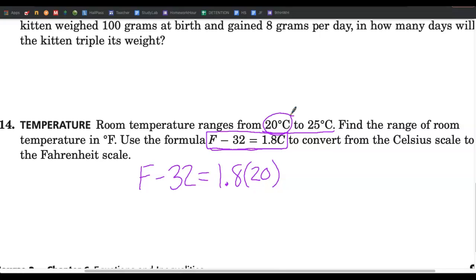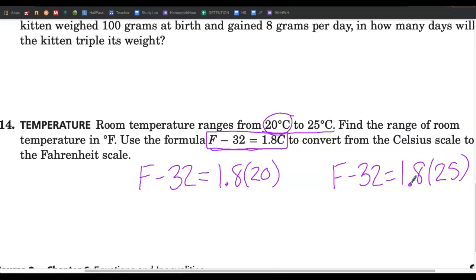So what do you think my other equation is going to have to be? Aiden, what do you think my other equation would have to be? Good.